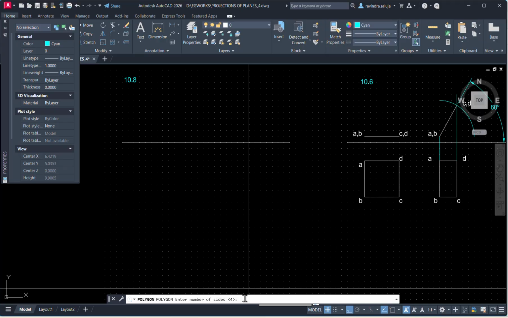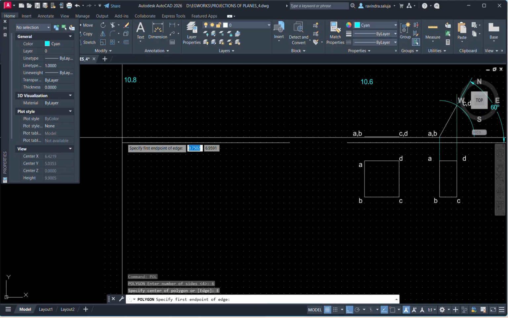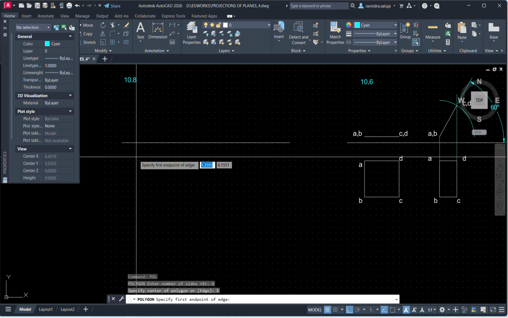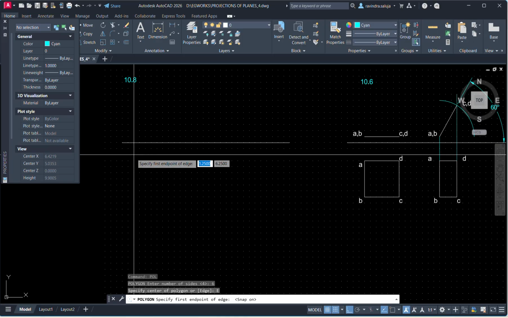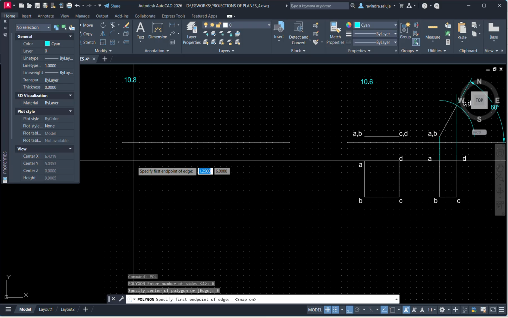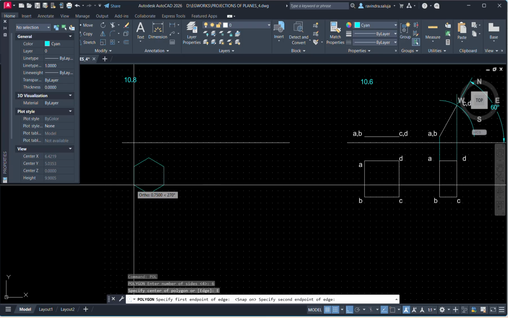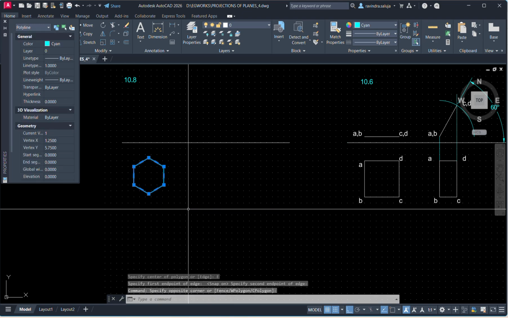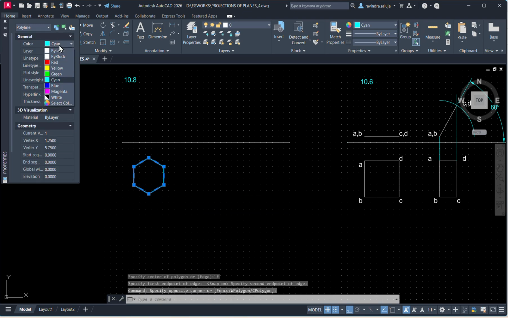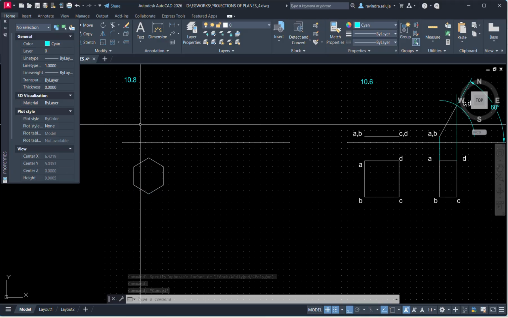Number of sides are how much? 6. With the edge method, how much is the dimension given? 75 mm means 0.75 AutoCAD unit. So 1, 2, 3. Done. Fine. Now in the other view, what do you get? A line view.